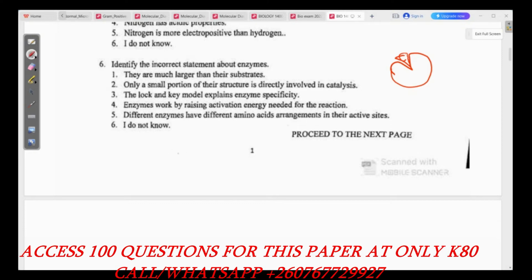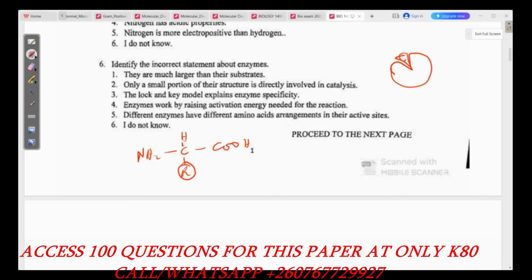So the amino acid arrangement is based on the side chain. The general structure that I gave you previously, we said that each amino acid has this group, then the R group. Each amino acid has a different R group. This R group is what determines the active site of this enzyme. So different enzymes have different amino acid arrangements in their active site because different amino acids have different R groups. So it means that even the active site is going to have a different arrangement.